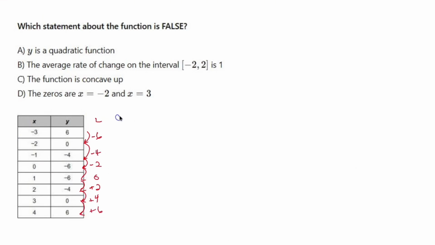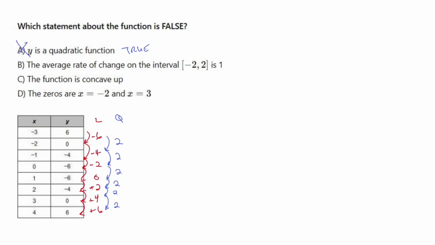Now, it looks pretty quadratic to me, because with the linear numbers, to see if it's quadratic, you're finding the average rate of change of the rates of change. So you add 2, you add 2, you add 2, you add 2, you add 2, you add 2. This is quadratic. This is a true statement, but I want the false one, so I don't want A.